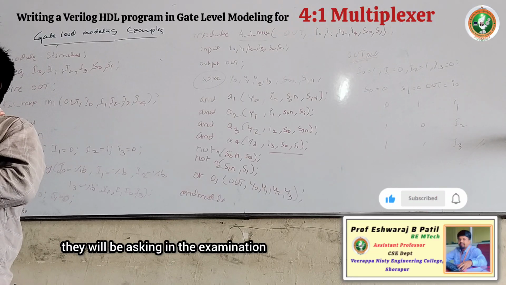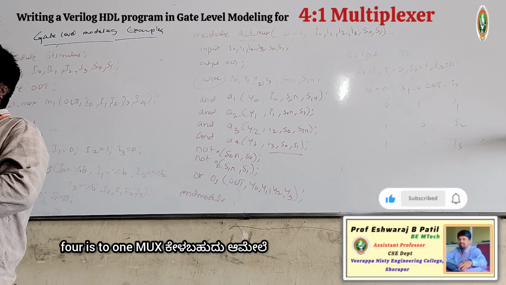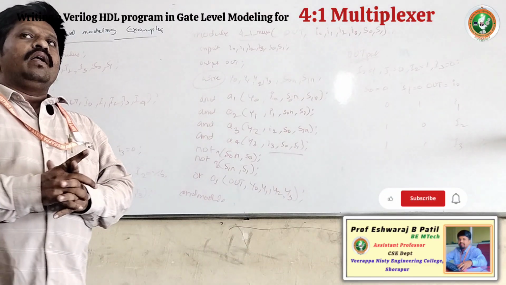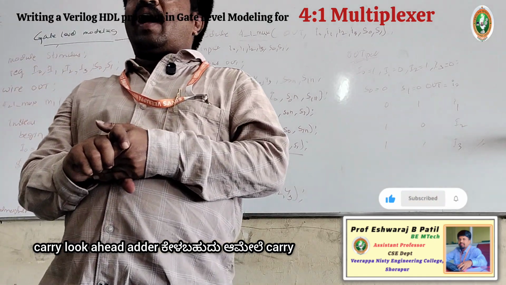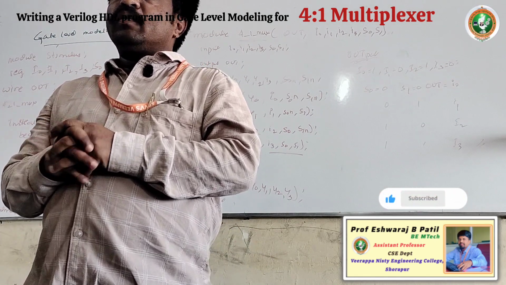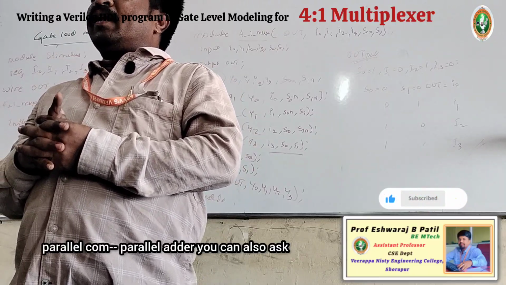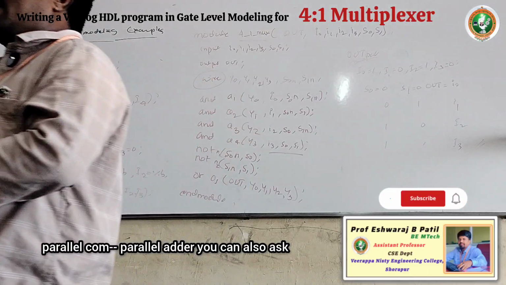Okay, they will be asking in the examination 4:1 MUX, ಆಮೇಲೆ full adder ಕೇಳಬಹುದು, ಆಮೇಲೆ ಕ್ಯಾರಿ ಲುಕ್ ಅಹೆಡ್ ಅಡರ್ ಕೇಳಬಹುದು, ಆಮೇಲೆ ಕೌಂಟರ್ ಕೇಳಬಹುದು. They can also ask a four input parallel adder.